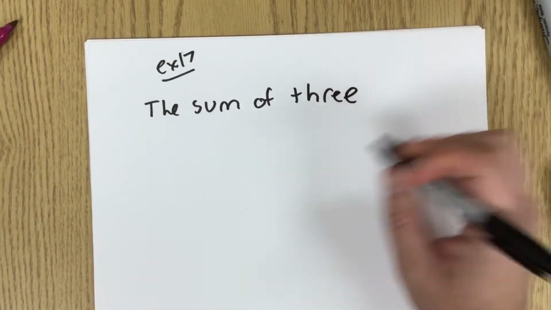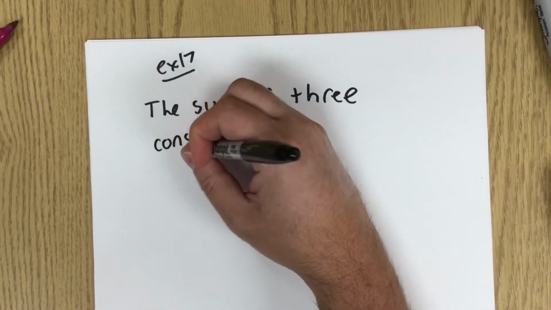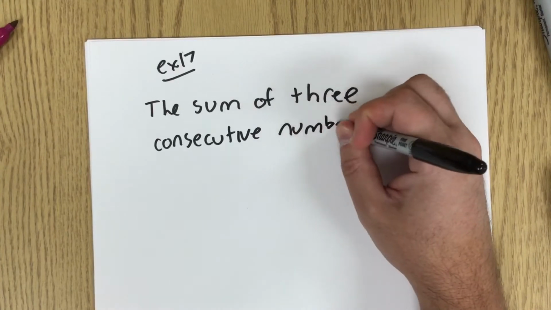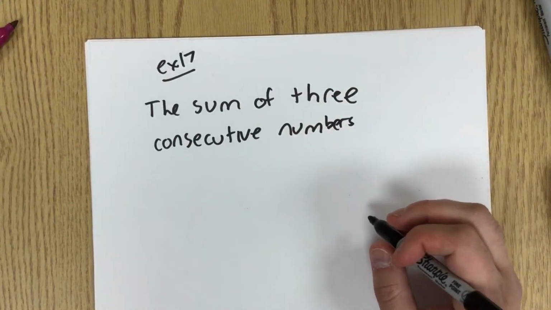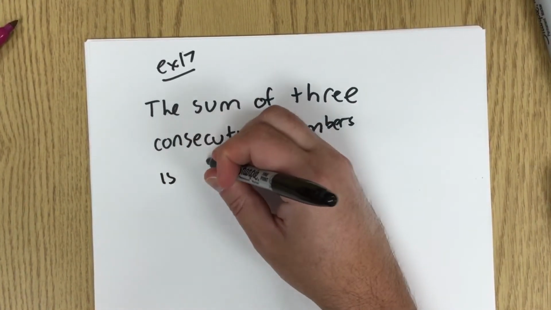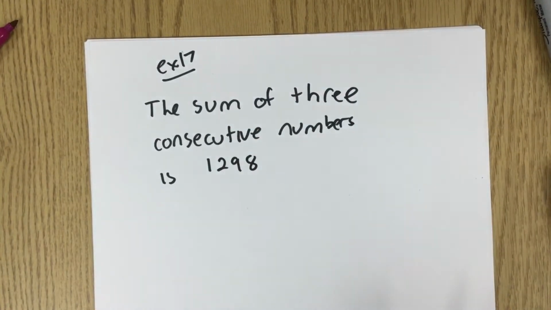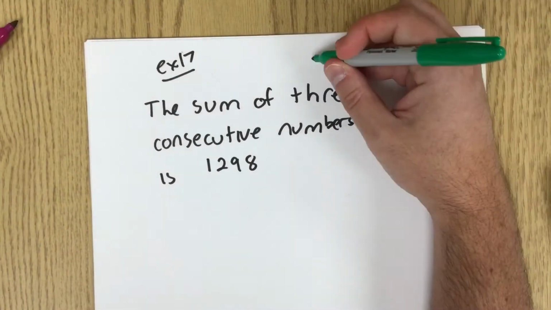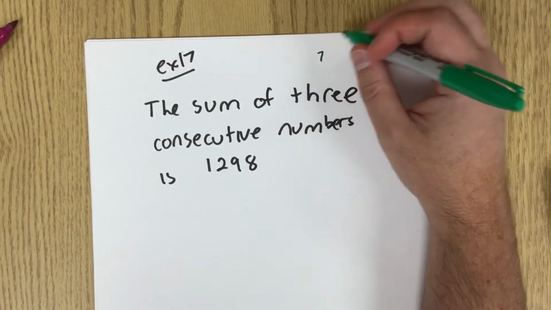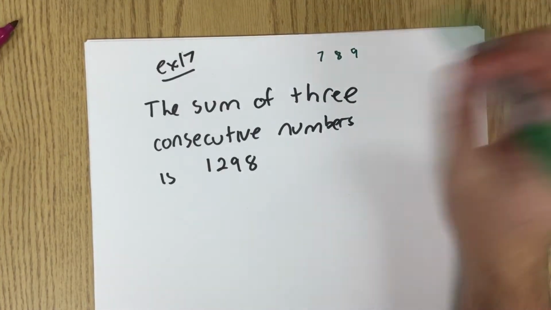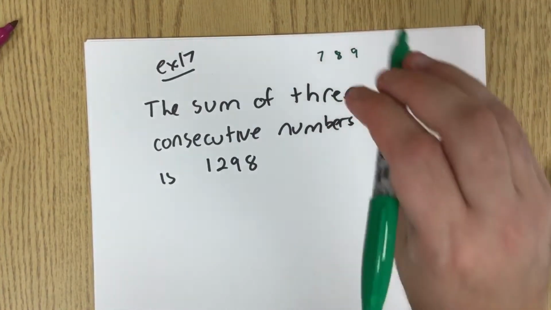Now we're going to do the sum of three consecutive numbers. And we'll say it's 1,298. Fairly large. So I have three numbers here, right? I have a number. It's not actually 7, but we'll say it's 7. We have the next consecutive number, and then we have the next consecutive number after that.